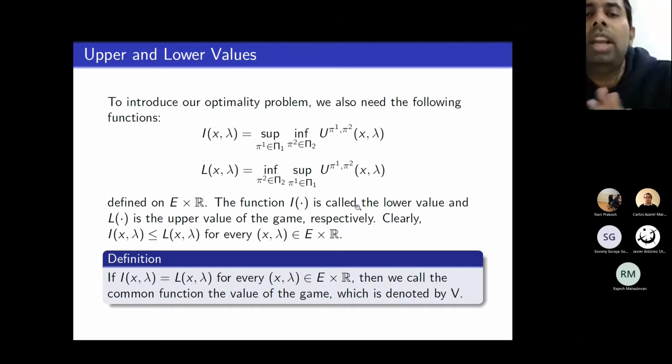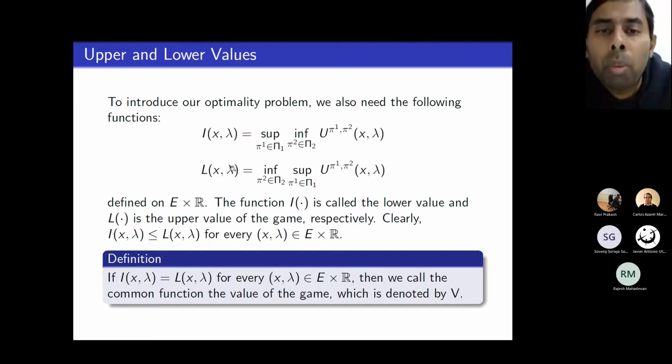Now, in order to introduce finally the optimality problem, we just need two more quantities. One is called the upper value and the one is called the lower value. Remember, player one is trying to maximize this quantity over all his possible policies, and player 2 is trying to minimize the same over all his policies. So that's why this is supremum over pi 1 belonging to capital pi 1. Remember, capital pi 1 is the set of all admissible history dependent policies, and pi 2 is the set of all admissible history dependent policies for player 2. So this is sup inf and this is inf sup. Fine. Now this sup inf is called the lower value and inf sup is called the upper value.